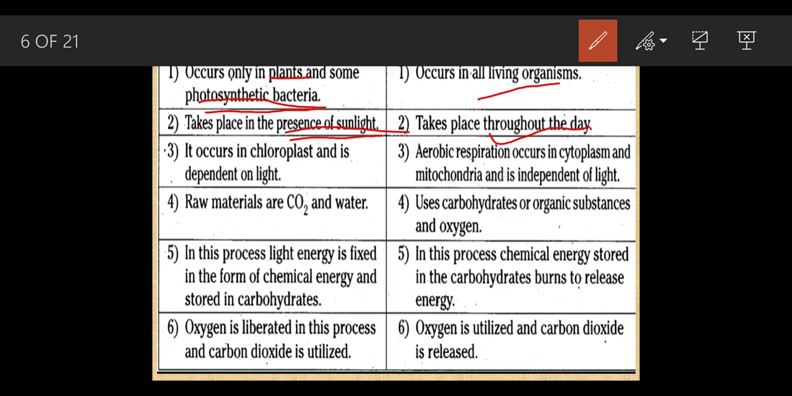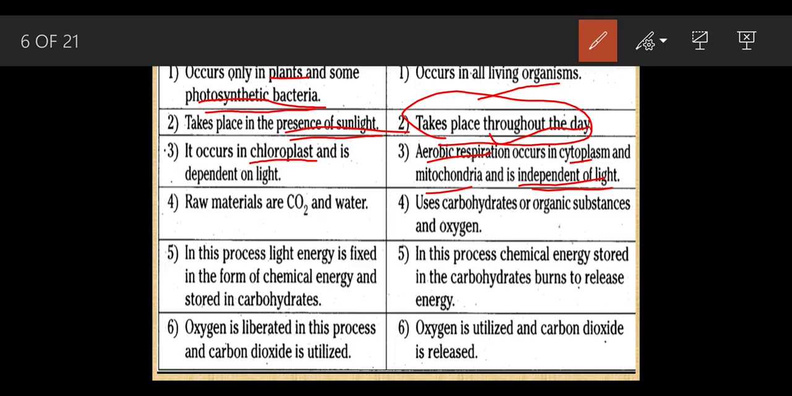Where does photosynthesis occur? It occurs in the chloroplasts. Chloroplast is a cell organelle. We have studied this in the cell chapter. Aerobic respiration occurs in the cytoplasm and mitochondria, and it is independent of light because it occurs throughout the day. Respiration is something very different from photosynthesis.